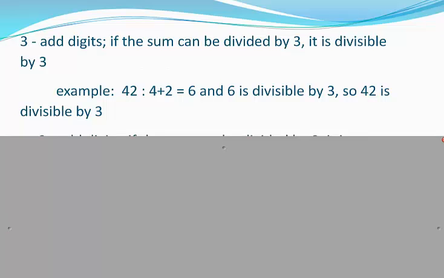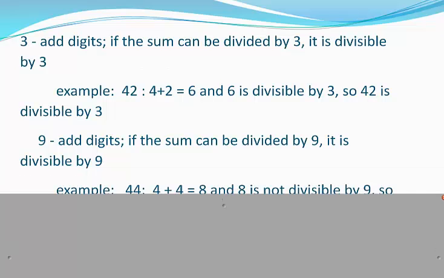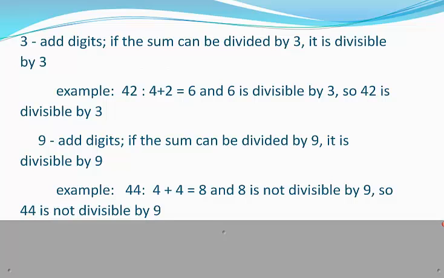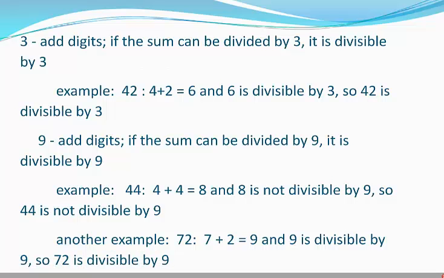That's the same rule for 9. We have to add the digits together and see if the sum can be divided by 9. So one example is 44. 4 plus 4 is 8, but 8 is not divisible by 9, so 44 is not divisible by 9. Another example is 72. 7 plus 2 is 9, and 9 is divisible by 9, so 72 is divisible by 9. And we know that because 9 times 8 is 72. So 72 divided by 9 is 8.